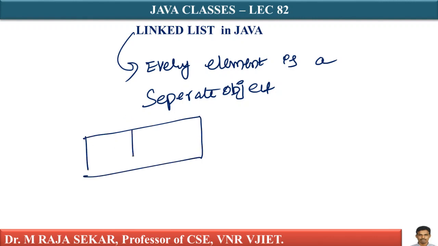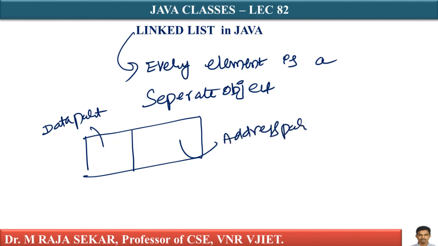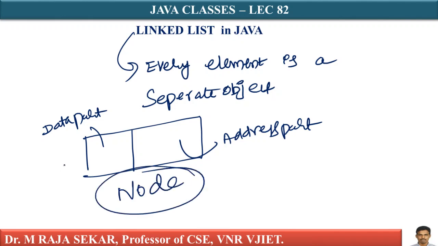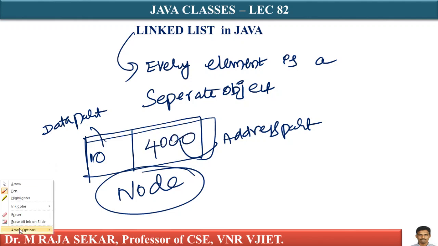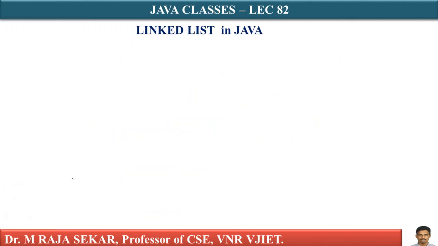Each element has got two parts. One is the data part and another one is the address part. In general, people used to call this a node, as in data structures through C. This is the data part, for example, let me say data 10. This address part means some address, something like 4000, isn't it? Every element has got two parts, the data part and the address part.